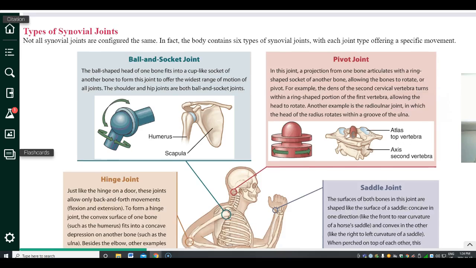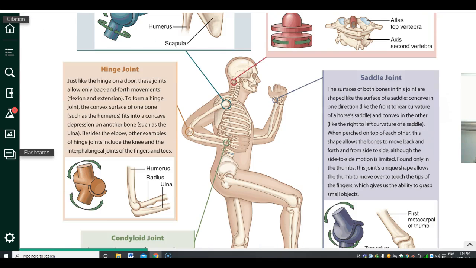Then you have a hinge joint. Hinge joint is your elbow. Perfect example of a hinge, and same with your knee. What I want you to realize is you've got really good motion in flexion extension, but you shouldn't have any sideways motion. So it's kind of in one plane. Then you have the saddle joint, and a perfect example of your saddle joint is your thumb. And it's kind of like one curvature moves over the next.